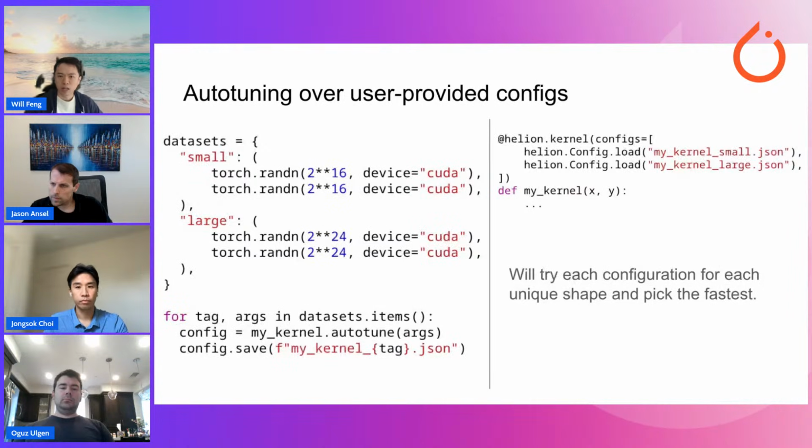Sometimes users might also want to search over a specific list of configs that they already have. There is a very simple way to do that as well. They can just pass it into the config list in the kernel settings, and the autotuner will try each config for each unique shape and then pick the fastest from there.